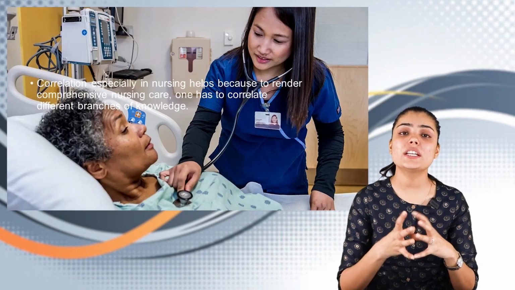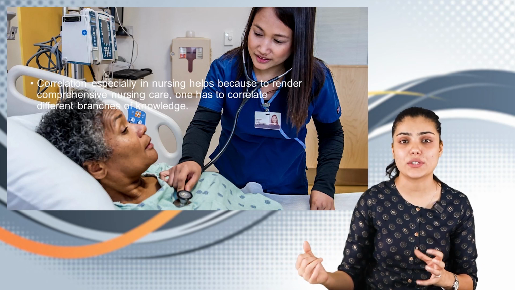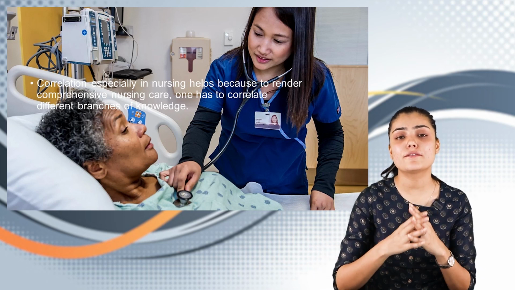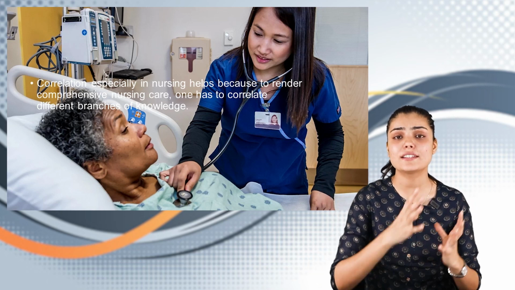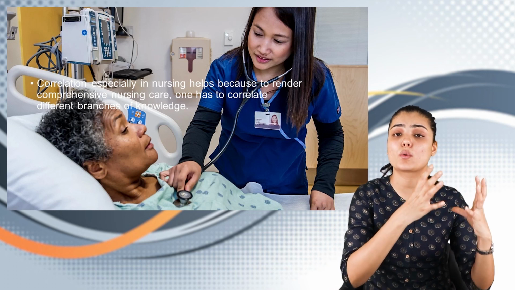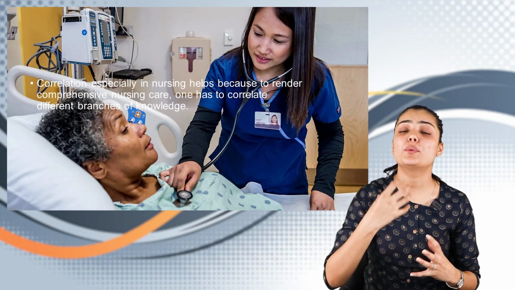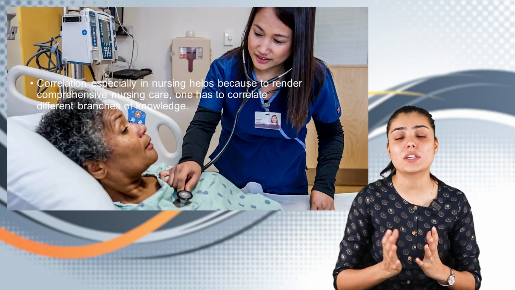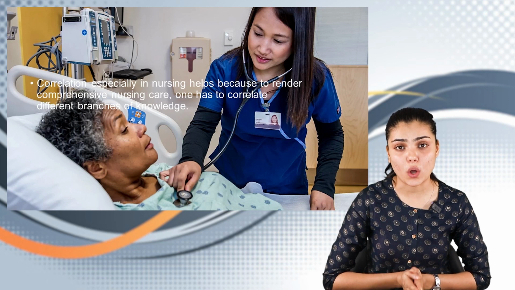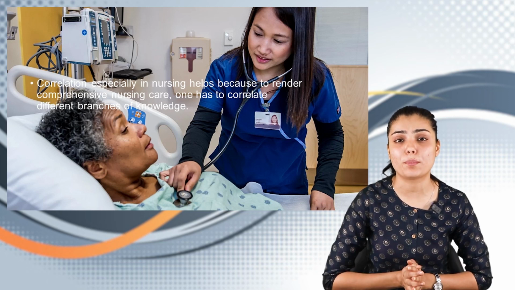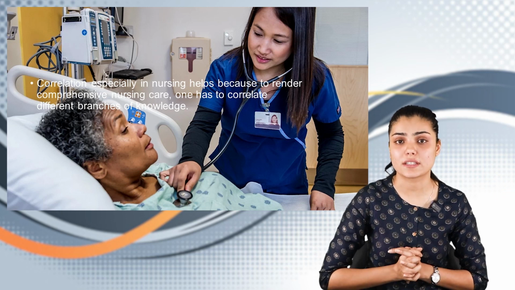All right. Now, especially when we talk about nursing, correlation is very helpful in nursing education, because to render comprehensive nursing care, one has to correlate different branches of knowledge, different aspects of knowledge. It is not just about what you have learned in the nursing field, what you have learned practically. You have to put your sympathy and empathy in while dealing with the patient, while rendering the care to the patient. You have to also apply your psychological knowledge to understand the development of the patient, to correlate different branches of knowledge to provide comprehensive nursing care.